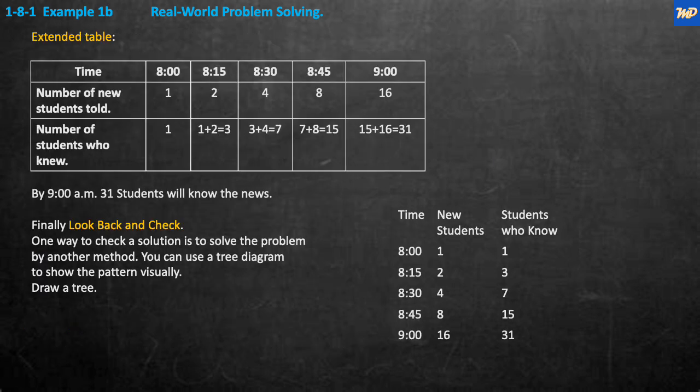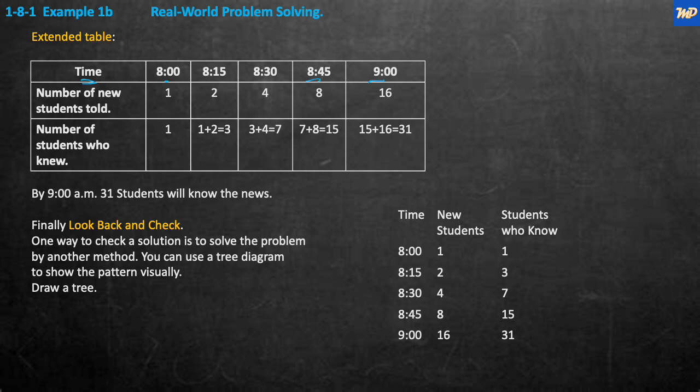Okay, so now we're on example 1b, the second page. Now here's the extended table. We're going to extend to 9 o'clock on our table. So the table shows time, right here, and then 8 a.m., 8:15, 8:30, 8:45, 9 o'clock. There's our time periods that we're checking for. And we're going to use our table to determine how many students.